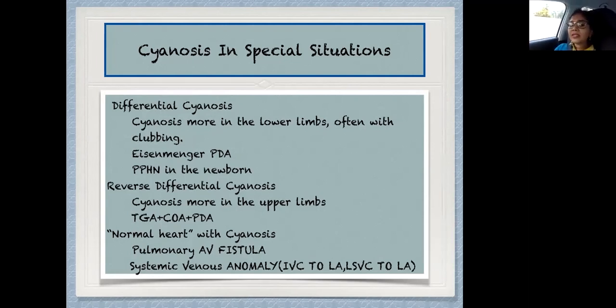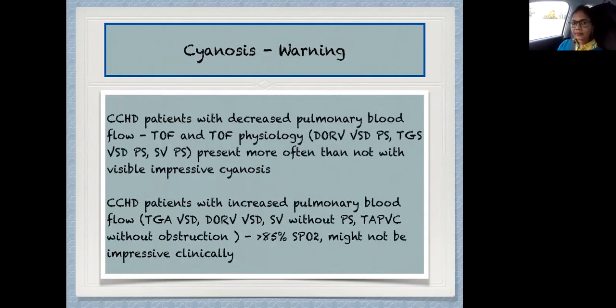A normal heart with cyanosis: you can have an absolutely structurally normal heart, but still a cardiac cause of cyanosis. It could be either a pulmonary arteriovenous fistula or a systemic venous anomaly, like IVC draining into LA or an LSVC into LA, which might not be very apparent in a first-go cardiac evaluation. So, cyanotic congenital heart disease patients with decreased pulmonary blood flow, that is TOF and TOF physiology, present more often than not with visible, impressive cyanosis.